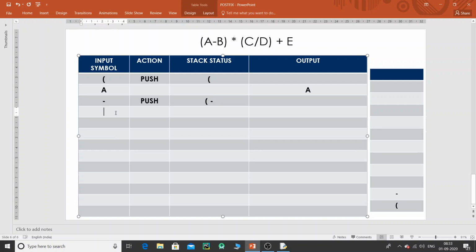Then comes the next symbol, which is not an operator, it is an operand, that is b. For b we will not perform any operation, we will straight away write to the output. Previously we had a, so for b, the output is a and b. Operands we write straight away into the output expression.